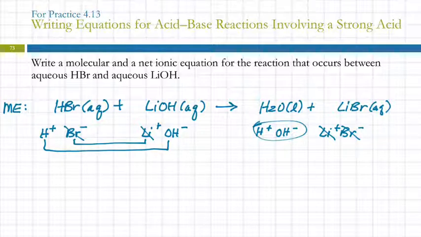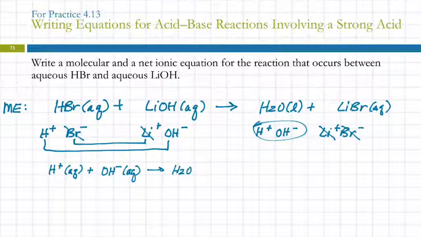So then we look at what's left. So we've got a hydrogen ion, and we've got a hydroxide ion, and those are going to react to form a water molecule. And we sometimes call this an NIE. Net ionic equation. Any questions?